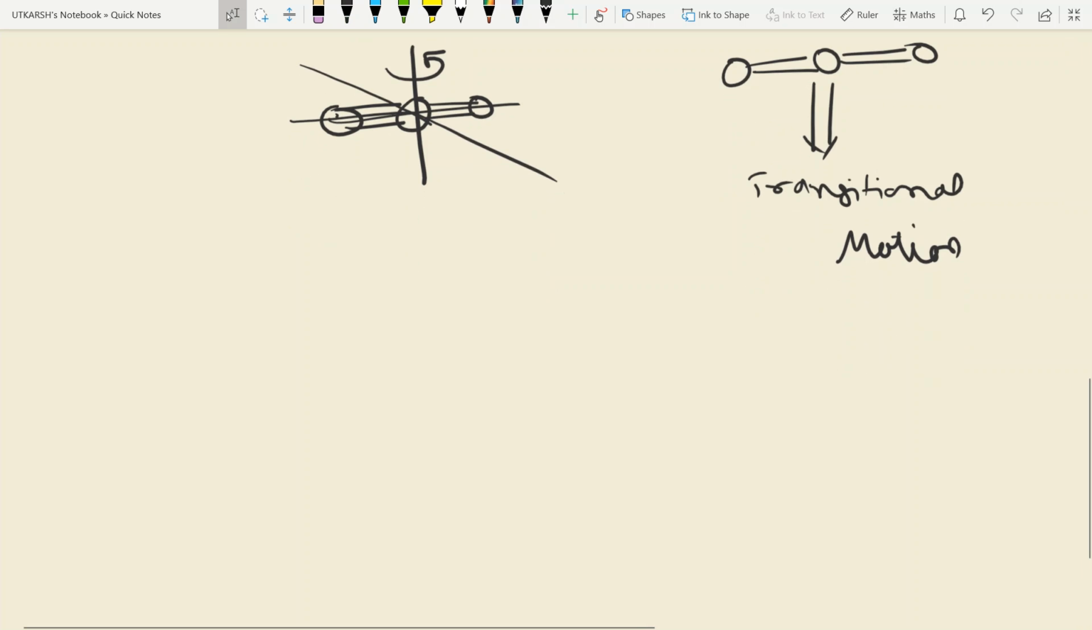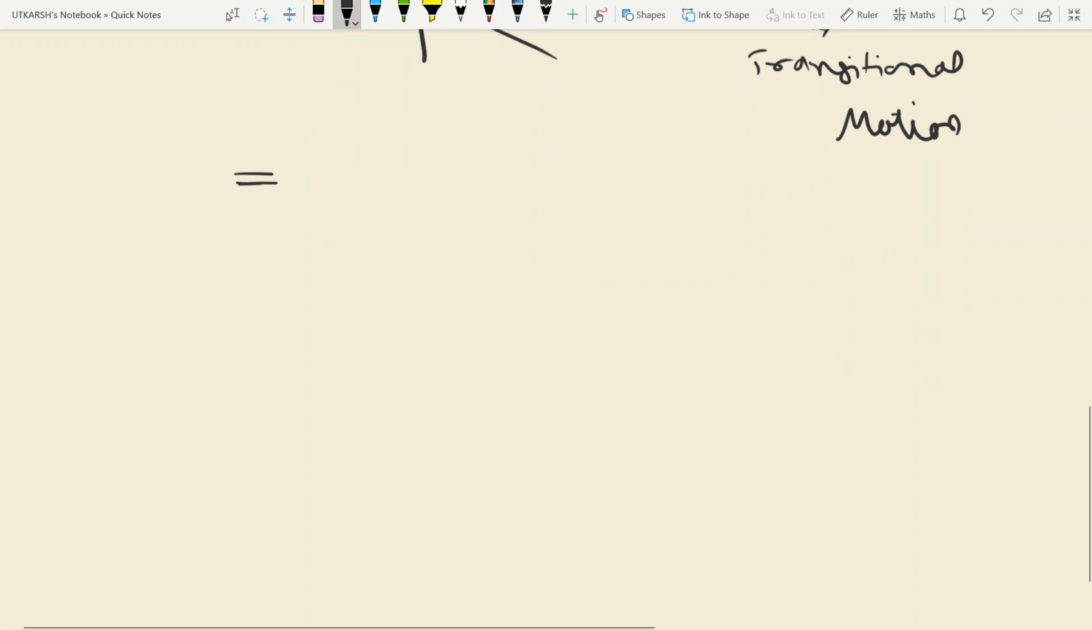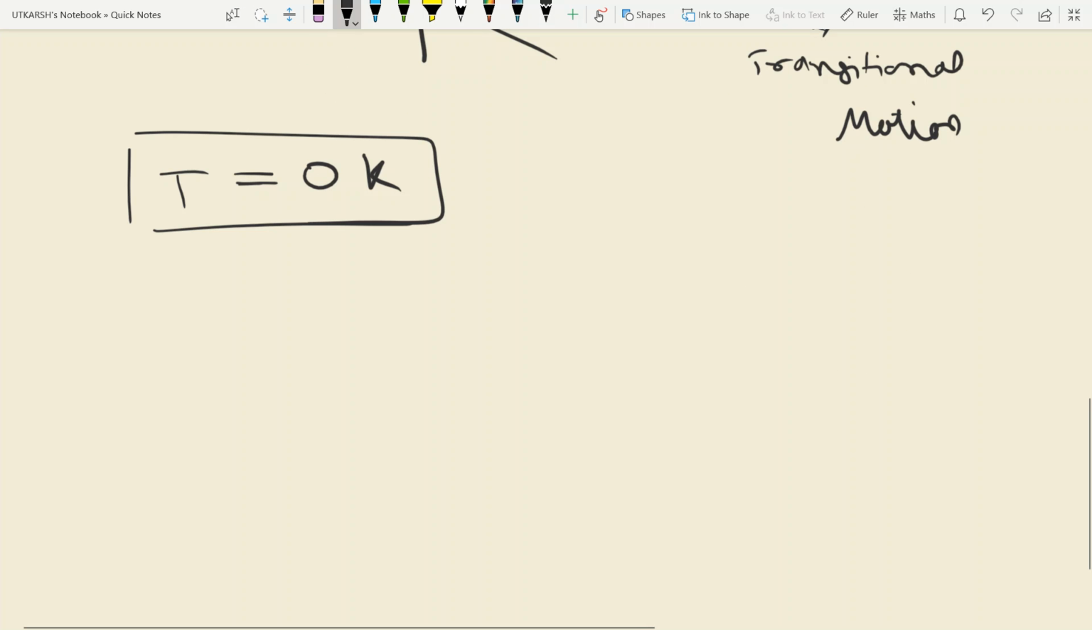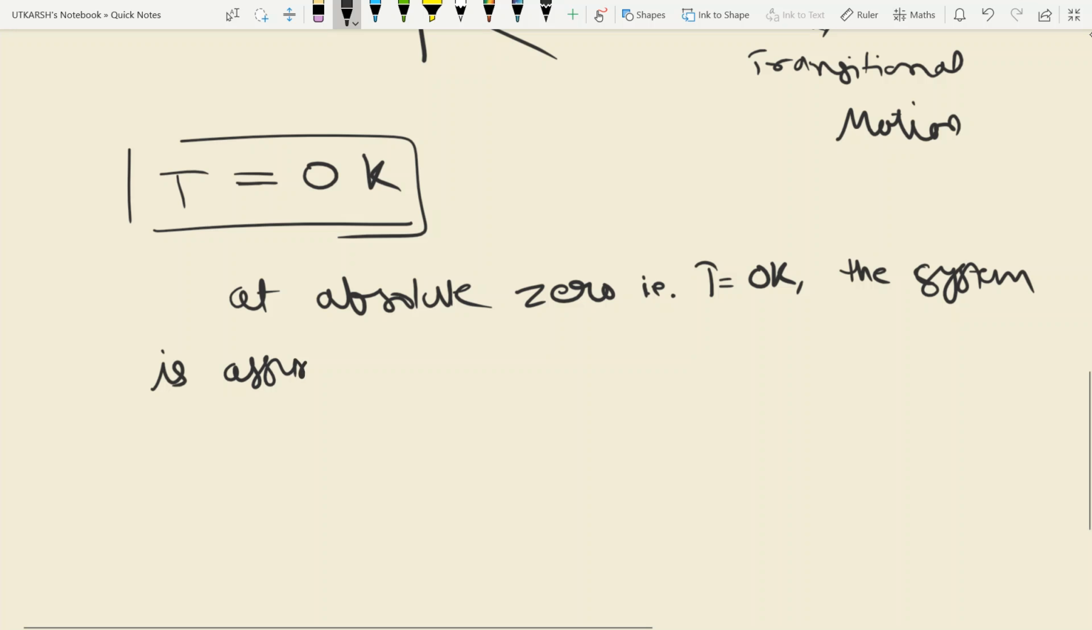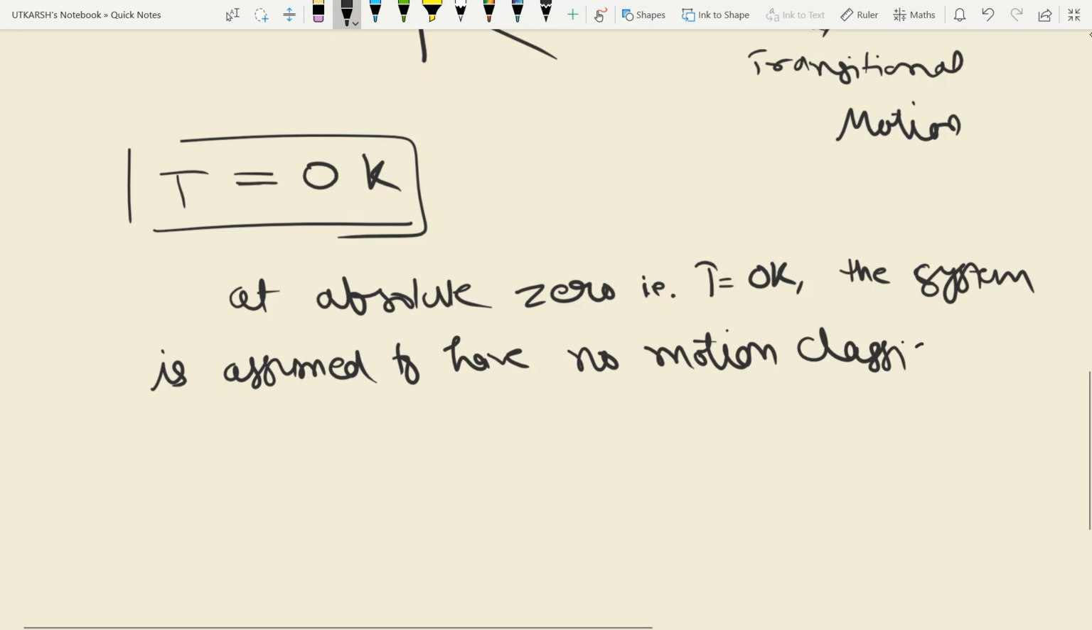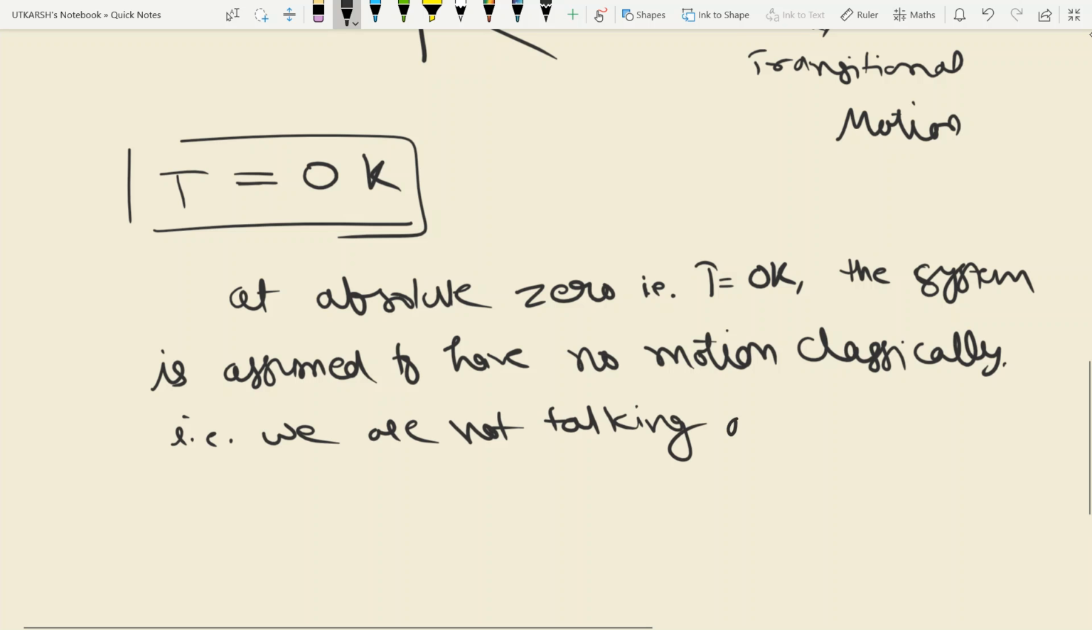Now if we come to a temperature that is 0 Kelvin, then this is our absolute temperature or absolute zero, at which the entropy is assumed to be zero. Now why is this so? Because at absolute zero, that is T equal to 0 Kelvin, the system is assumed to have no motion classically. That is, we are not talking about quantum motions.